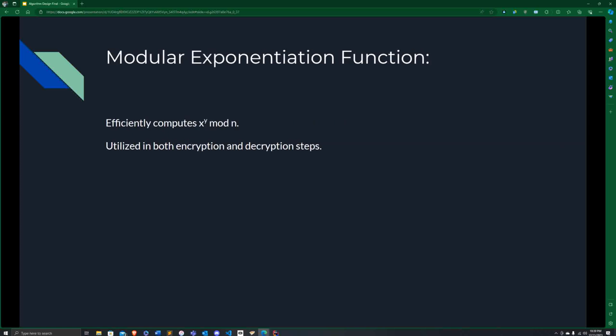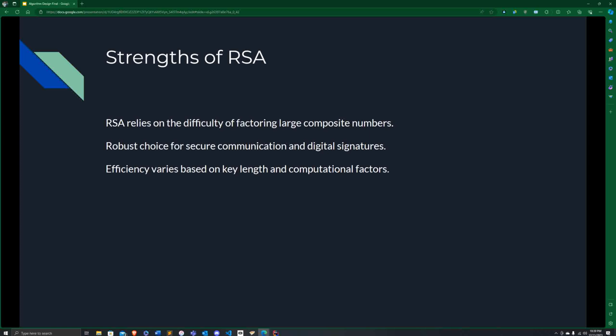Modular exponentiation is the engine driving the RSA algorithm. It efficiently computes large exponentiations while keeping the numbers manageable. This function is applied in both encryption and decryption, making it a core component of RSA's strength and efficiency. RSA relies on the formidable challenge of factoring large composite numbers. This process makes it a robust choice for ensuring secure communication and enabling digital signatures. However, as we'll soon discuss, its efficiency does vary based on key length and computational factors.